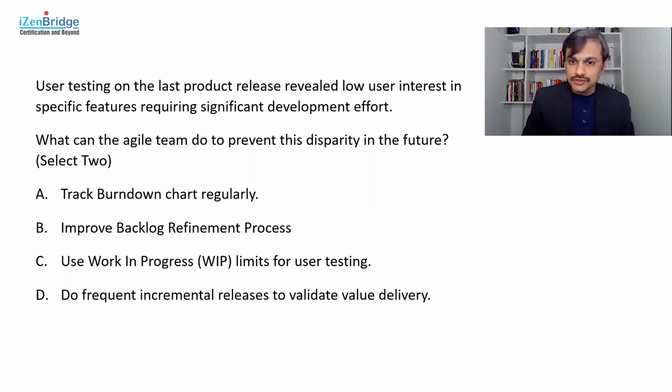Track burndown chart regularly. Improve product backlog refinement process. Use work in progress limits for user testing. Do frequent incremental releases to validate value delivery. Looks tricky to me. Pick your 2 options and then we talk about it.